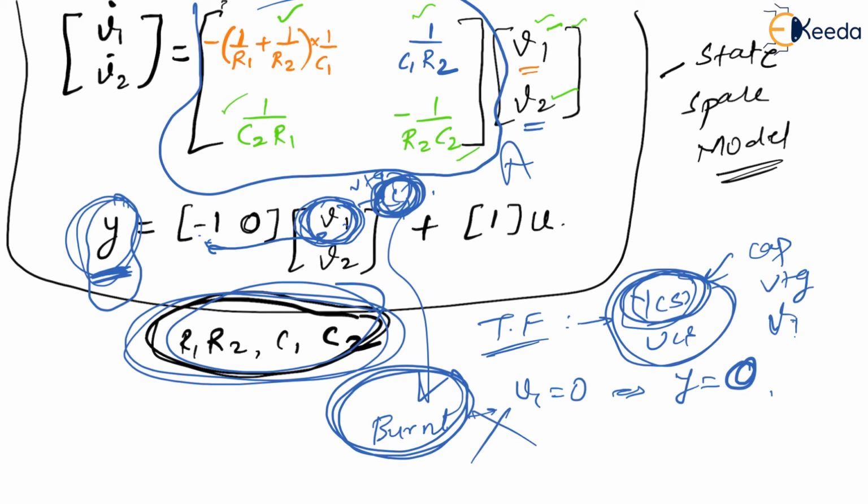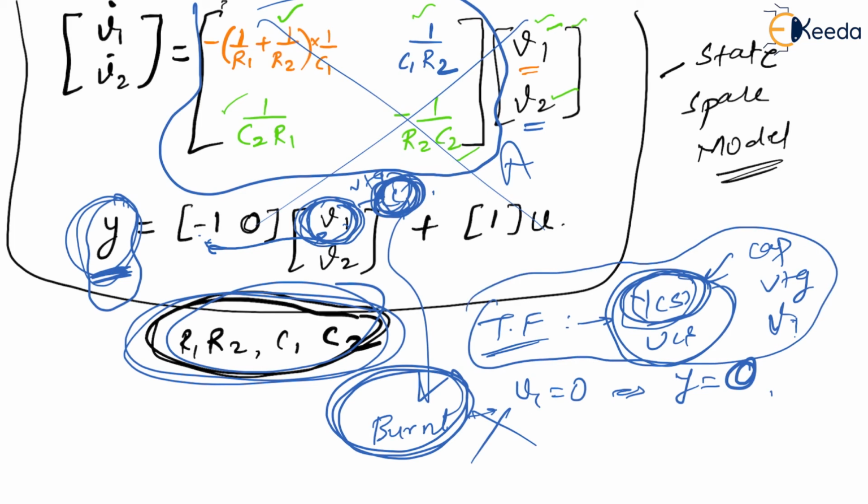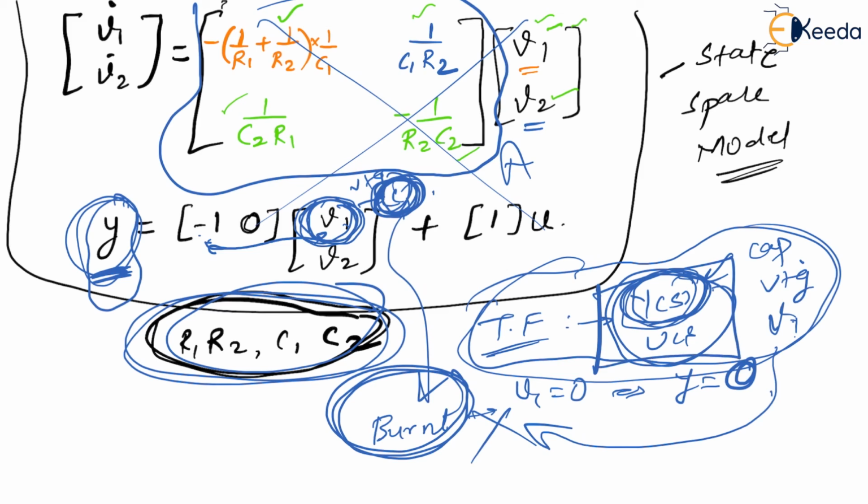Now just imagine you don't have this state space model. You only have this transfer function. Then you will never be able to troubleshoot the problem. You will never understand that this output was dependent on capacitor voltage, because in the transfer function you only know Y(s) upon U(s). So you will never understand that this output voltage of the circuit is also dependent on capacitor voltage, which we have understood from the state space model.